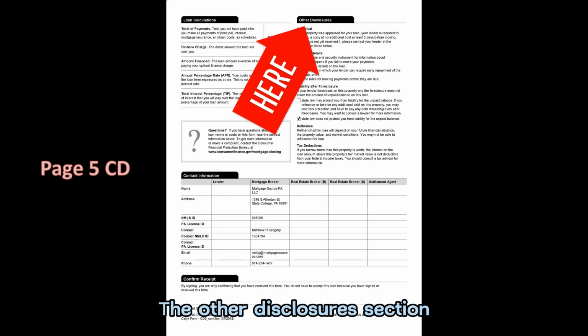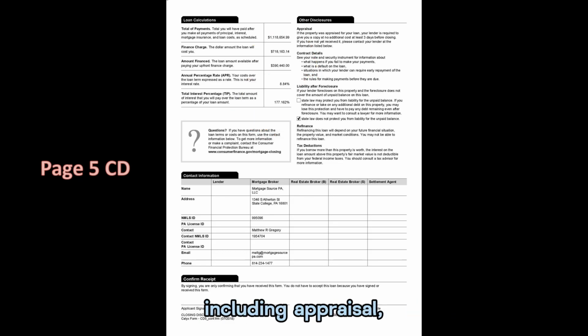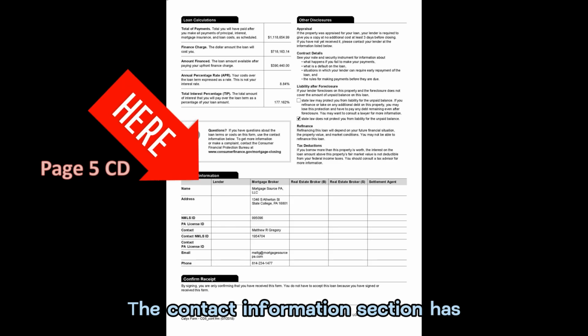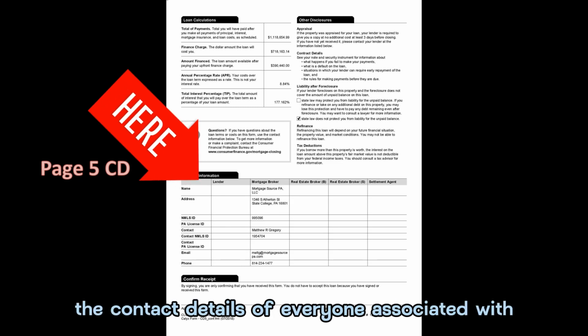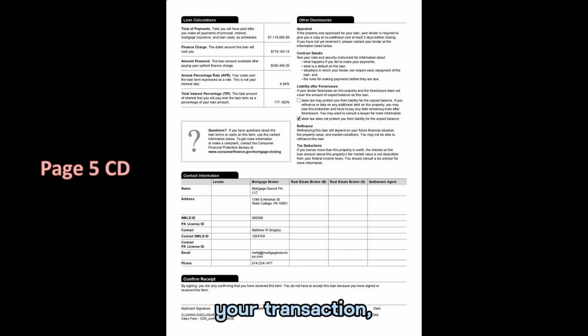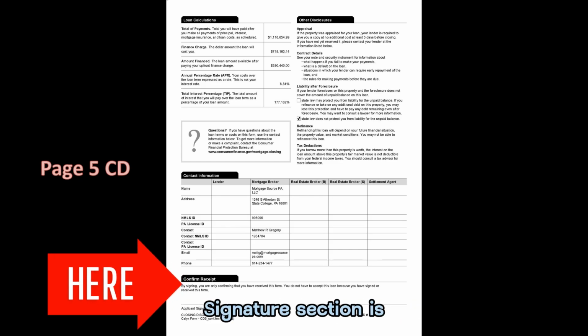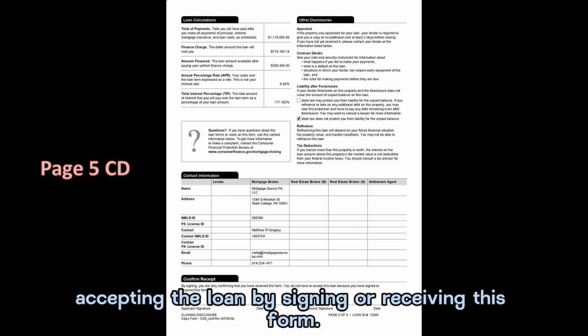The Other Disclosures section lists situations that could potentially apply to you, including appraisal, contract details, liability after foreclosure, refinancing, and tax deductions. The Contact Information section has the contact details of everyone associated with your transaction, including their license information. And finally, the Confirm Receipt Signature section is confirming that you have received the form. You are not accepting the loan by signing or receiving this form.